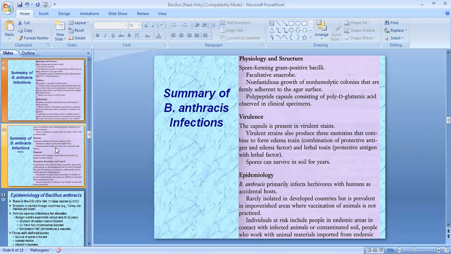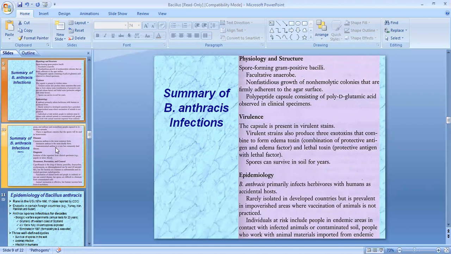Virulent strains also produce three exotoxins that combine to form the edema toxin, a combination of protective antigen and edema factor, and the lethal toxin, that is protective antigen and lethal factor. Spores can survive in soil for years. Epidemiologically, this is primarily a disease of herbivores, with humans as accidental hosts.